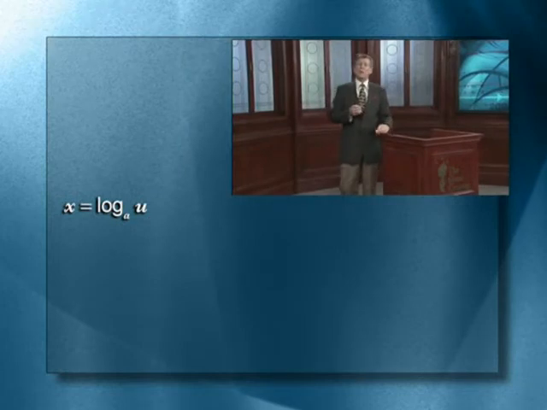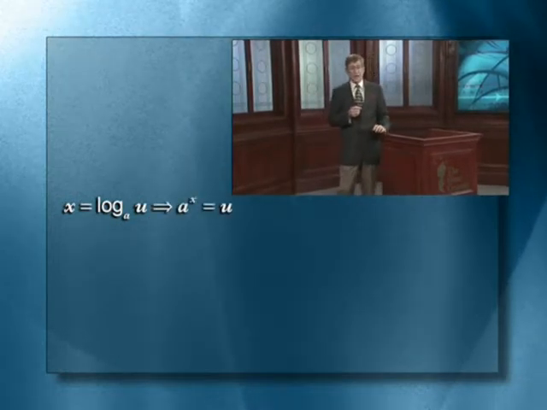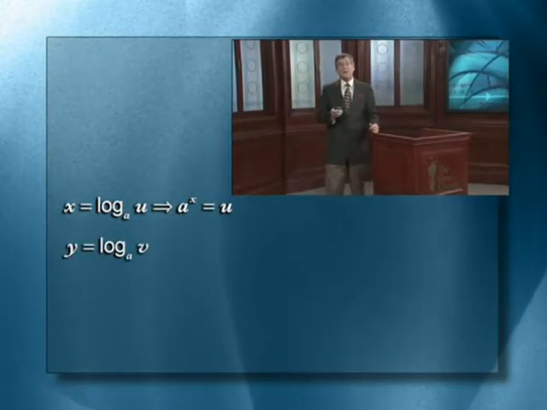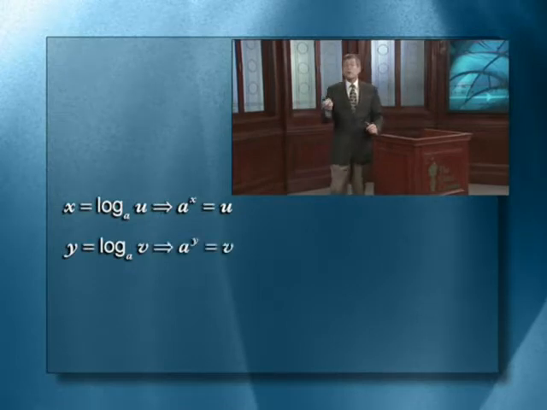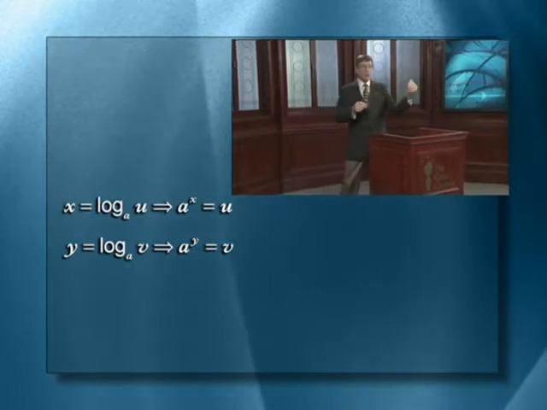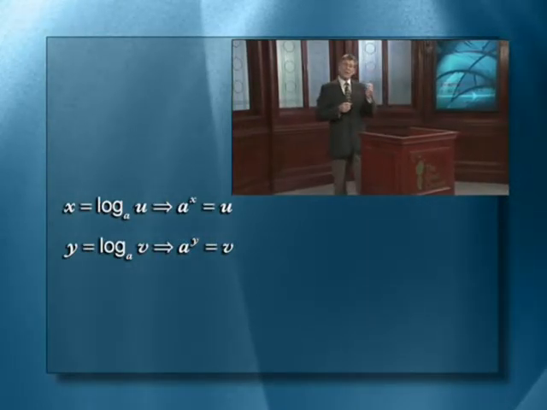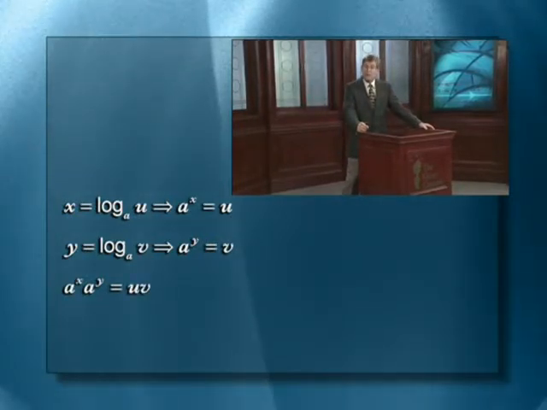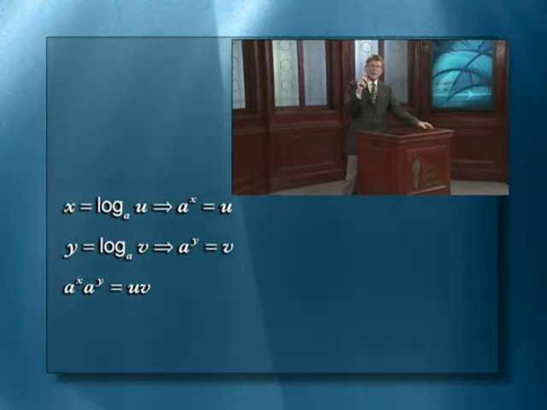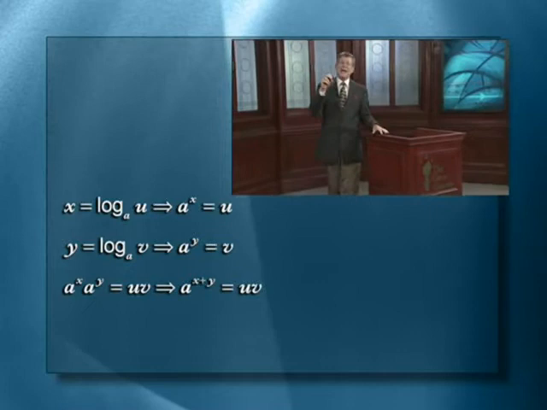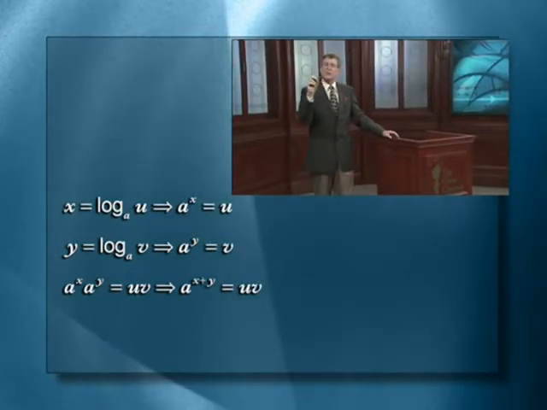Let's let x be the log base a of u, and that's equivalent to saying that a to the x equals u. And let's let y be log base a of v, and that's equivalent to saying a to the y equals v. So I'm converting the logarithm equation over to an exponential equation. So what's a to the x times a to the y? That would just be u times v. But now wait, remember that property of exponents? If you have a to the x times a to the y, you add the exponents, don't you? So now we have the equation a to the x plus y equals uv.